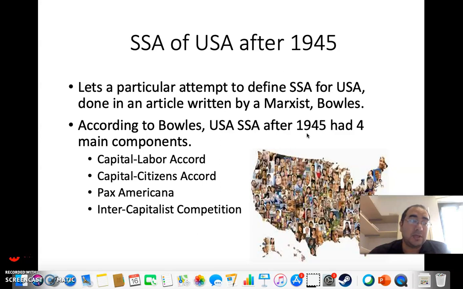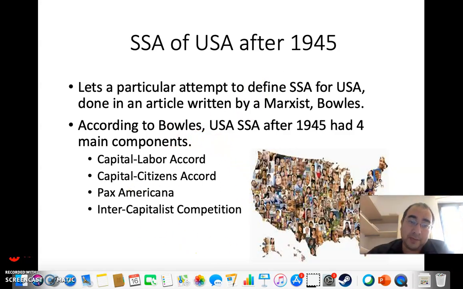And under these conditions, intercapitalist competition was relatively low because the consumer demand was expanding. So whenever they increased their production capacity, they didn't have to compete with each other that much because there were also new buyers who wanted to buy more.